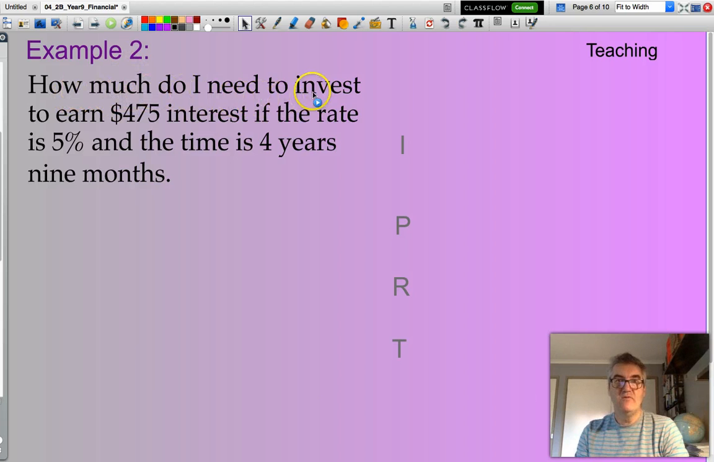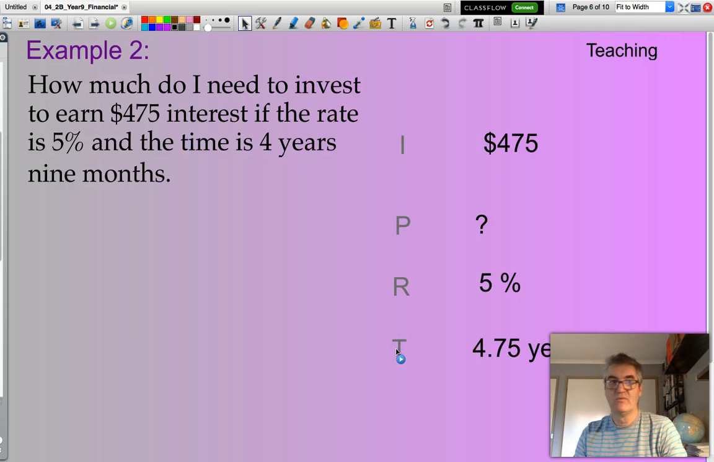How much do I need to invest to earn $475 interest if the rate is 5% and the time is 4 years and 9 months? So again, list all my variables and what can I get from the question? The interest is $475. That's that bit there. The question is asking how much do I need to invest? In other words, the principal. So I'll put a question mark for that one. The rate is 5%, and the time, 4 years. Actually, it's 4 years and 9 months.